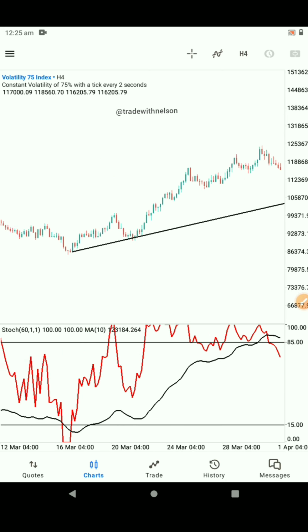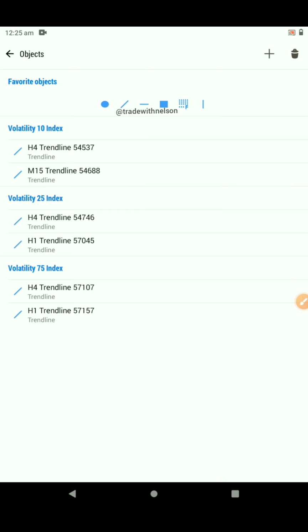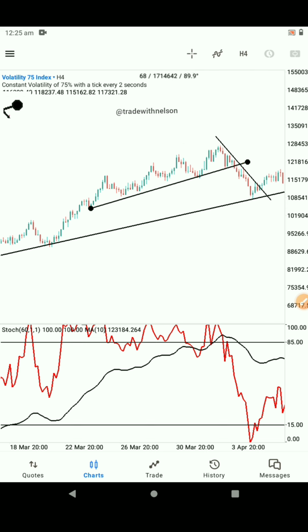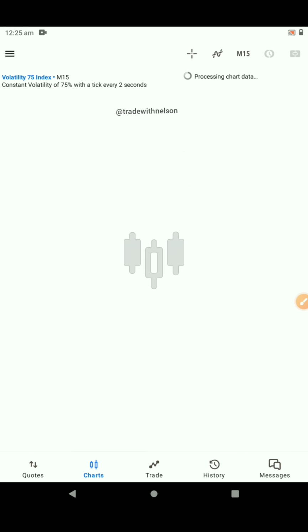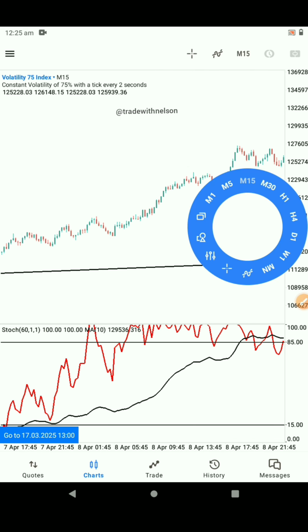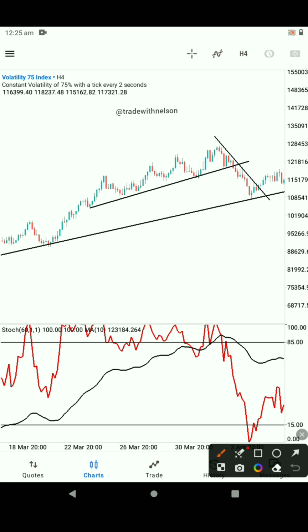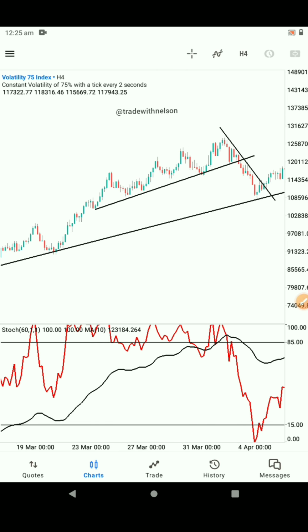Now if you go to your 4-hour time frame, you can also trade these trend lines. You can see over here, but you need to go to your 15 minutes time frame and take entry. Why? Because these are intermediate trend lines. So this is the main trend line. This is also the main trend line. So that is all I want to show you for this strategy.